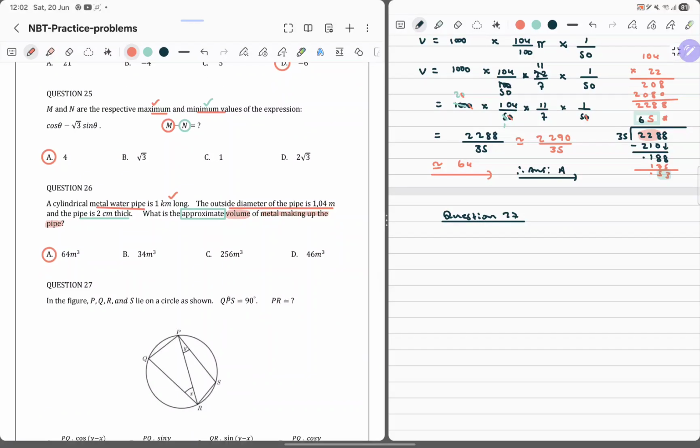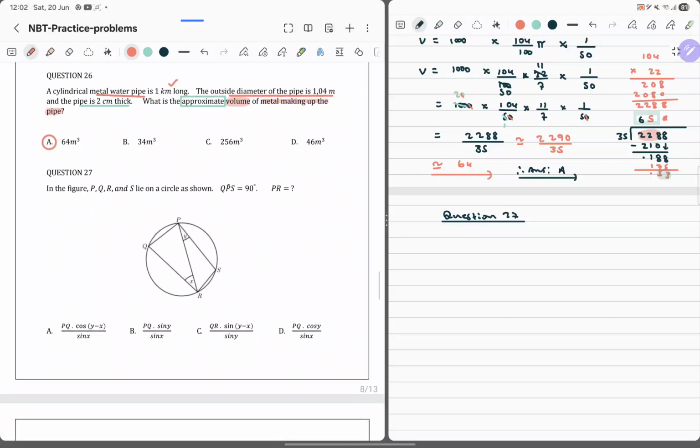Question 27 says in the figure P, Q, R, and S lie on the circle. So these are concyclic points. If these are concyclic points, this is a cyclic quadrilateral. You see that thing I told you earlier.